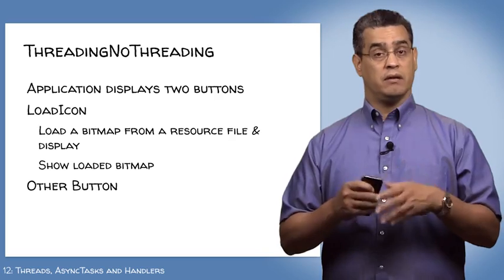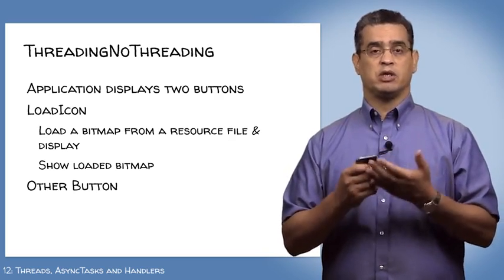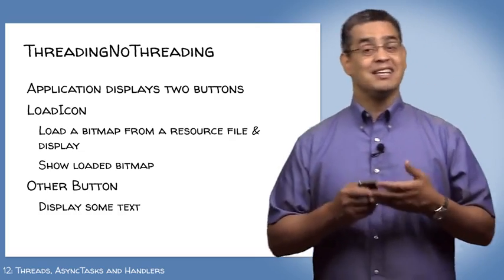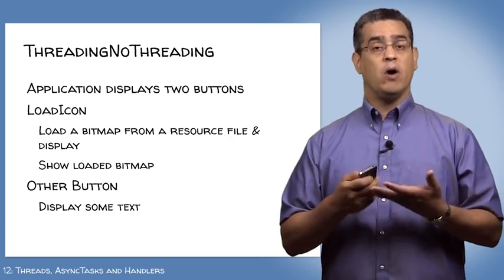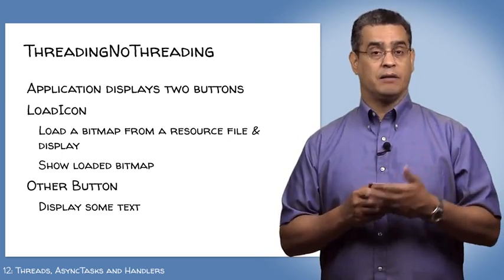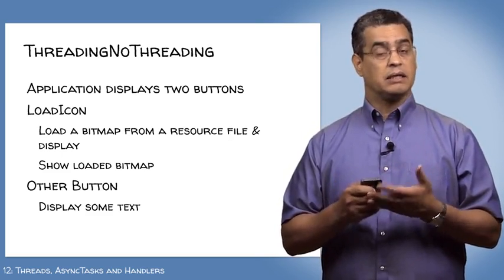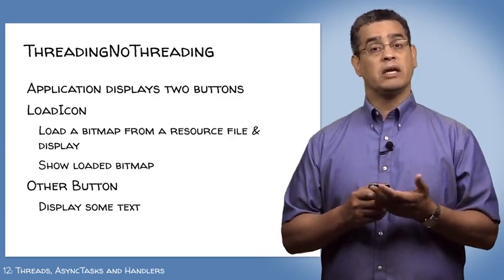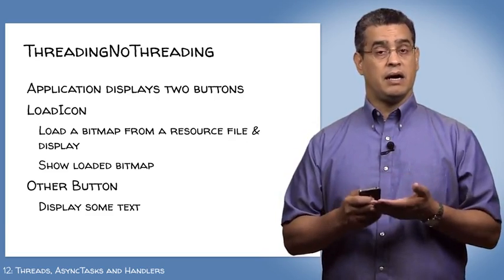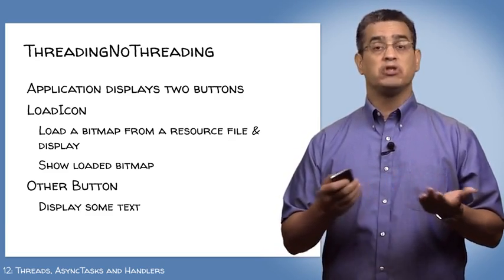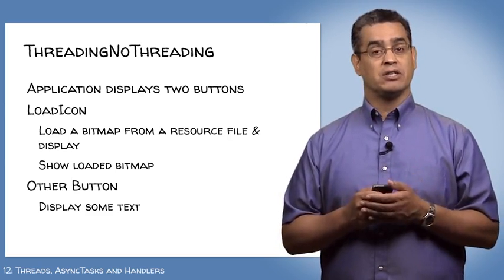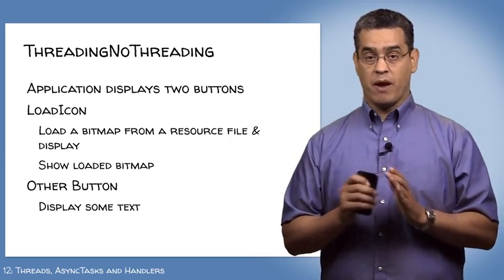When the user clicks on this button, a toast message pops up displaying some text. And the idea here is that if you see the text, then you know that the button's working. Now, if you can't click the button or you don't see the text, then something's wrong. In particular, the user should be able to click either of the buttons at any time, and the system should just work. So, let's run a version of this application that does not use any threading.